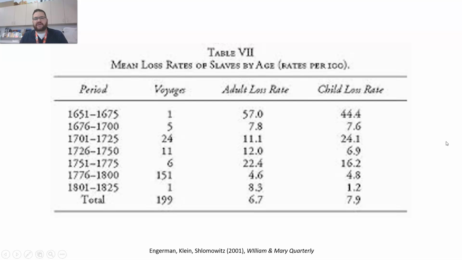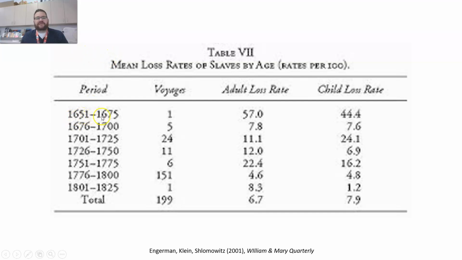Now, this last table looks at the death rate, or the average loss rates, of slaves by age. So for every 100 slaves in these age groups, and during this time period, this is the average number that will die just in the sea transport of the kidnapped and captured African individuals that would be forced into slavery.